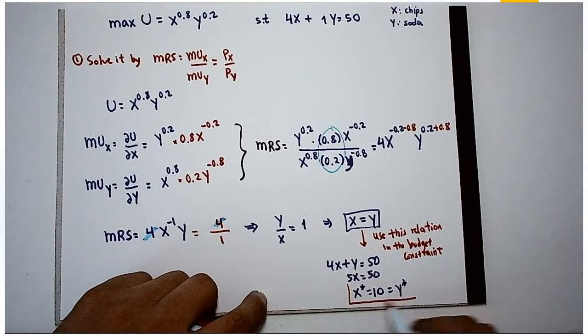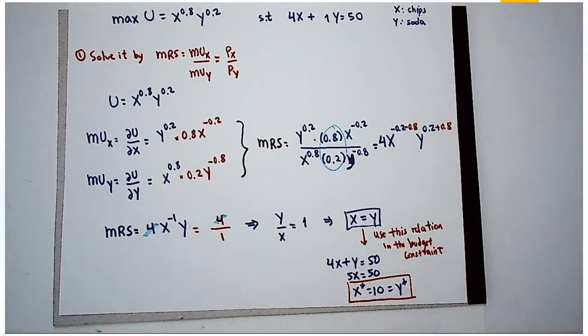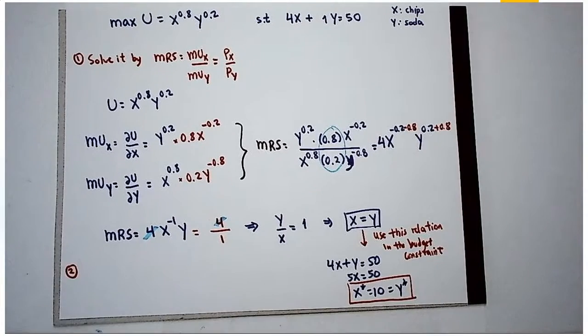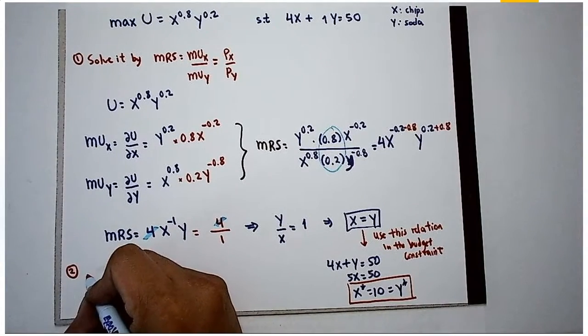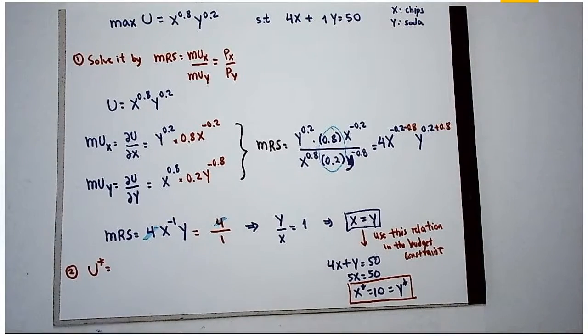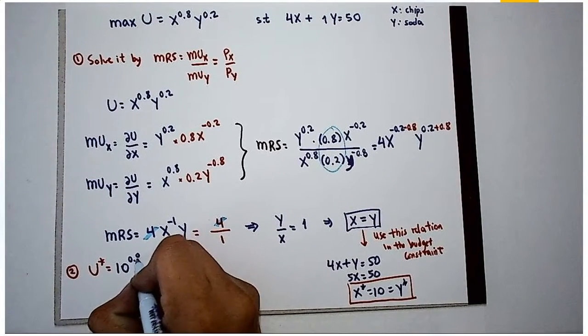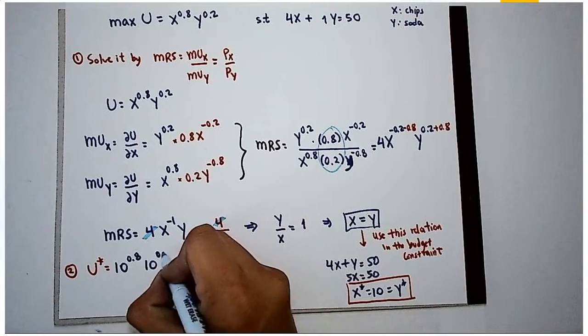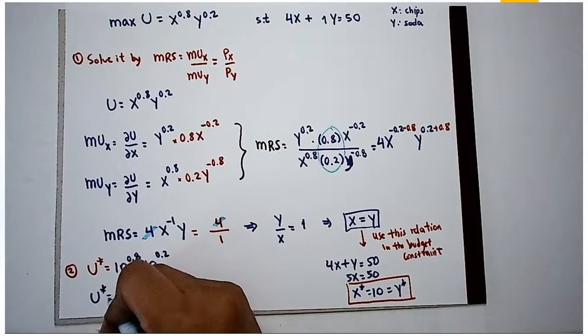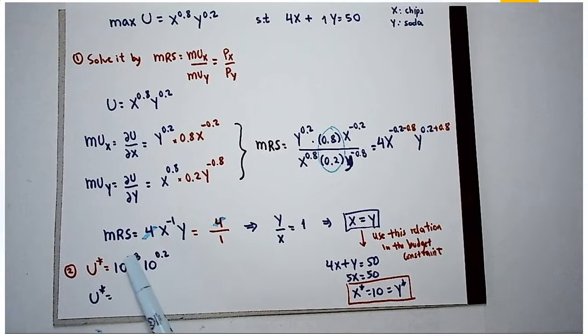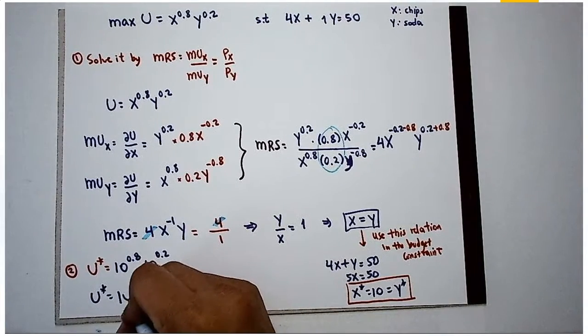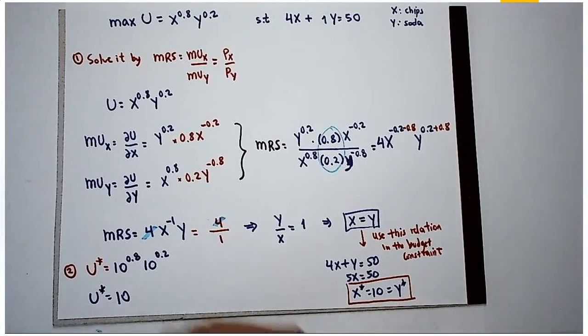Therefore, we have our optimal consumption bundle. And then we need to replace it to obtain the utility, the optimal utility. So here we have 10 to the 0.8 times 10 to the 0.2. And as you can see here, this is the same base, so the exponents are added, and 0.8 plus 0.2 is 1. So this means that the optimal utility for this problem is equal to 10.